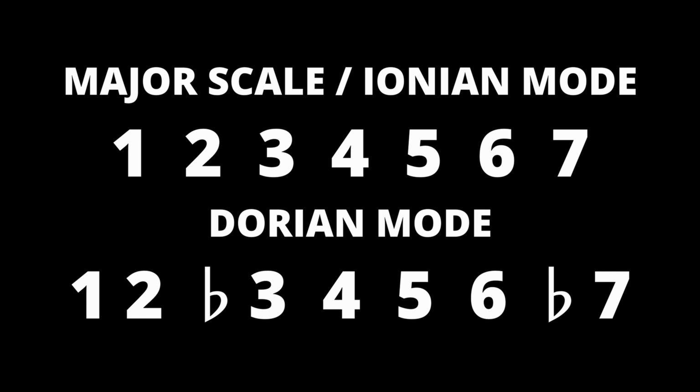The major scale is an excellent point of comparison for all other scales and modes. If we label the major scale, also known as the Ionian mode, with the scale degrees 1, 2, 3, 4, 5, 6 and 7, then the Dorian mode would have the scale degrees 1, 2, flat or minor 3, 4, 5, 6, flat or minor 7.